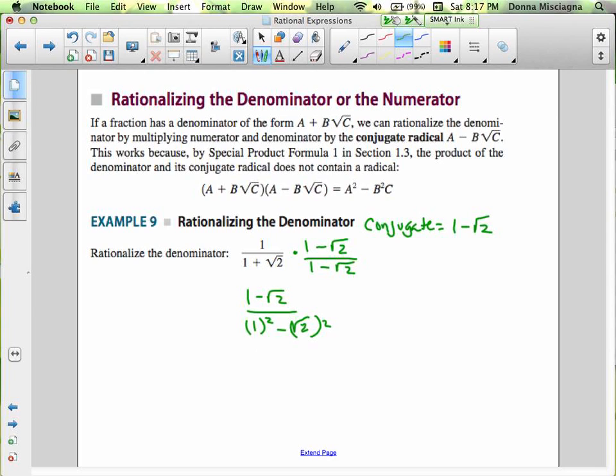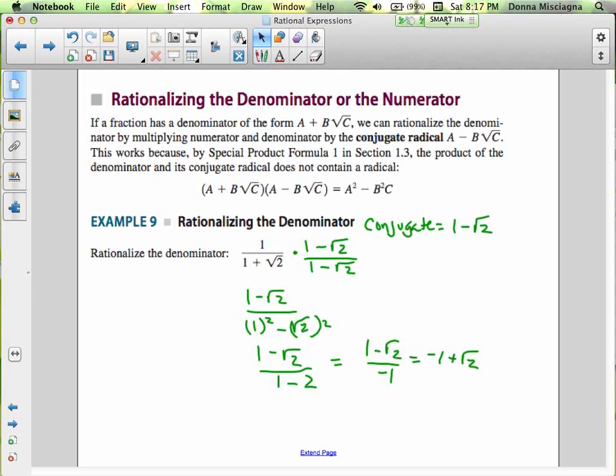Now we can just simplify. The square root of 2 squared is just 2, so 1 minus 2. We're almost done, because we can combine those terms. So now we have 1 minus the square root of 2 divided by negative 1, so we just change the signs of each of those terms. We'll have negative 1 plus the square root of 2. We just divided both of those terms by negative 1. Now we're done with the first one. Let's look at the second one.